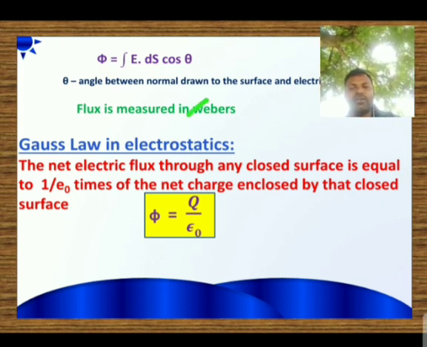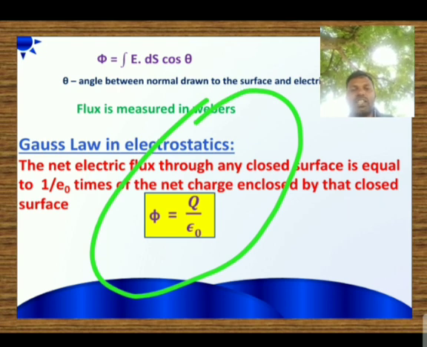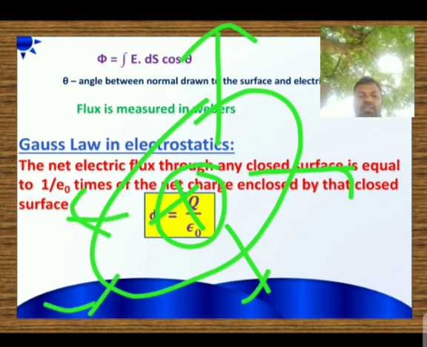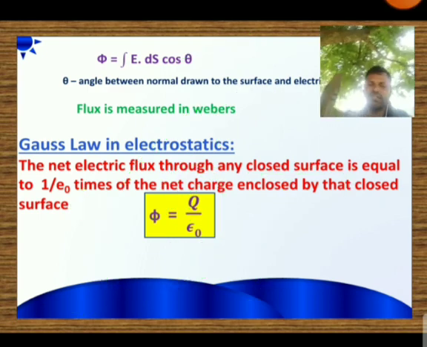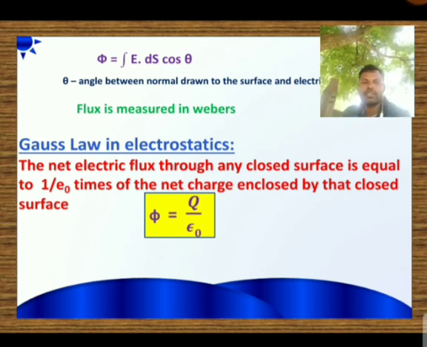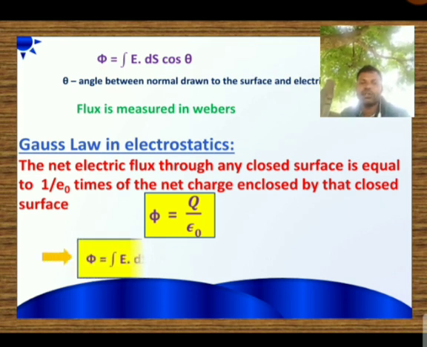Let us suppose this is my closed surface, here is my charge. Now the flux coming from this closed surface is given by 1 by epsilon naught times the charge inside the closed surface. Actually, flux phi is equal to what? As I said before, integral E dot ds, that is equal to q by epsilon naught.